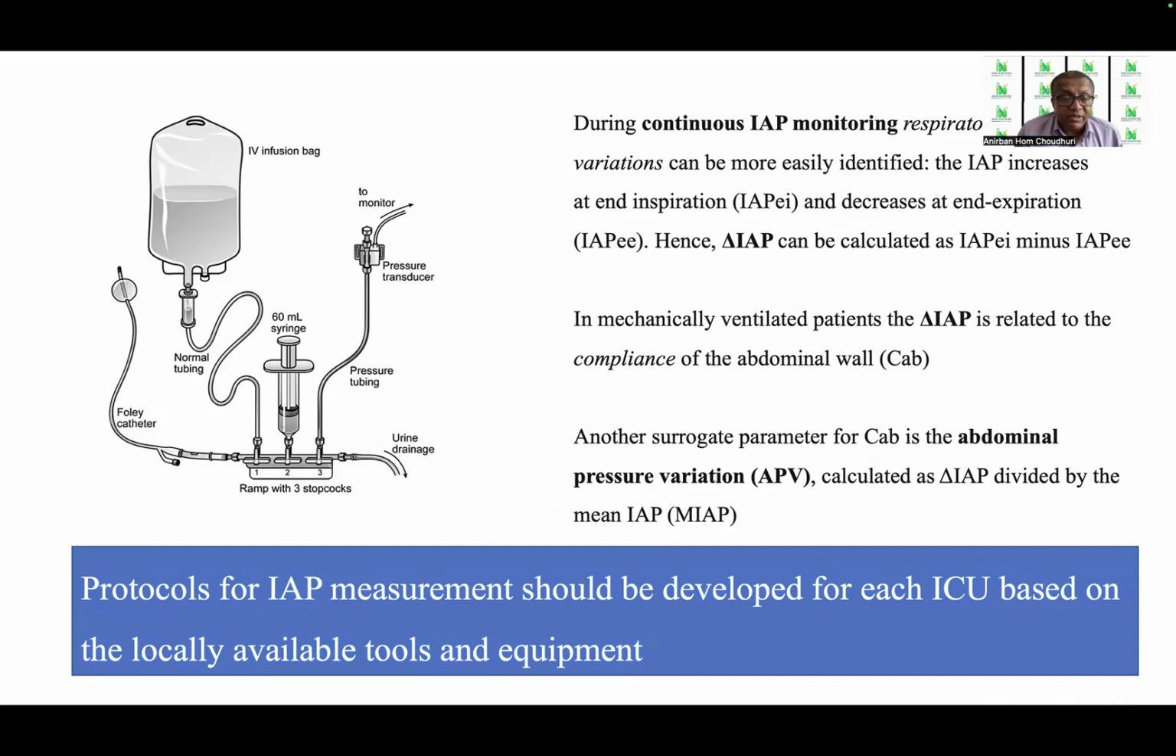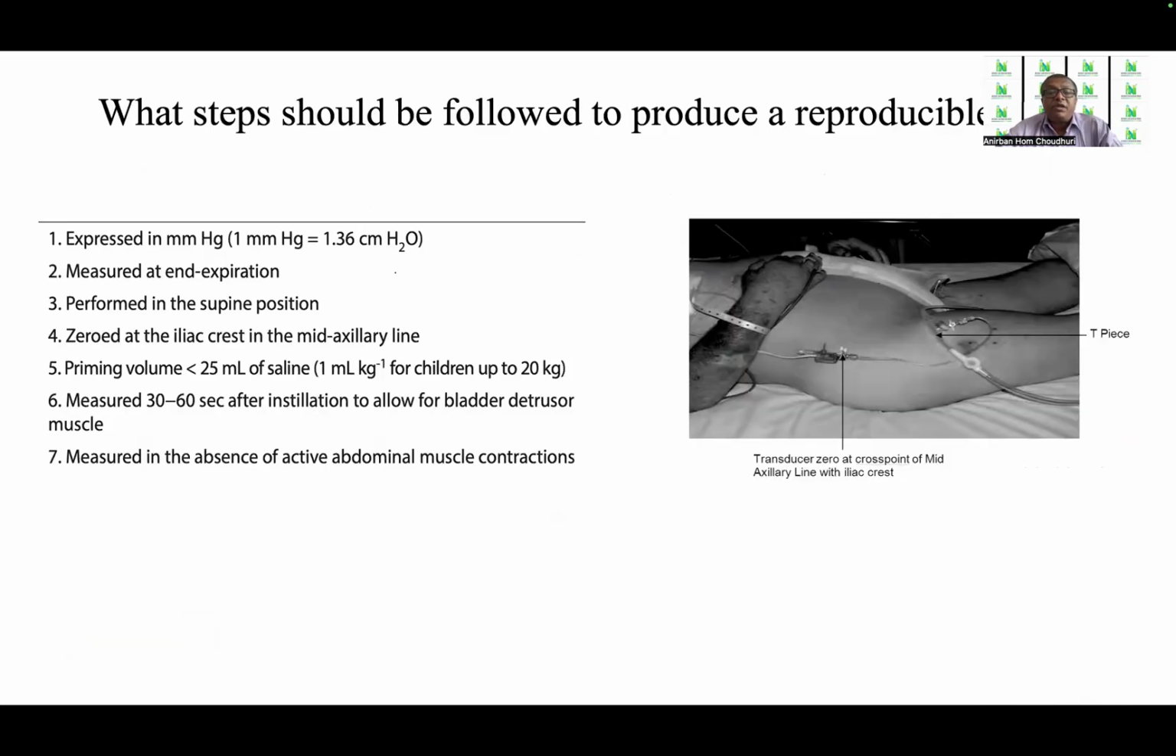So, based on the presence or absence of the devices required for continuous intra-abdominal pressure monitoring, the protocols for measurement of intra-abdominal pressure should be developed for each ICU based on the locally available tools and equipment. What is done here may not be appropriate in other parts of the country because of lack of logistics or some other issue. So all these things are important and should be kept in mind.